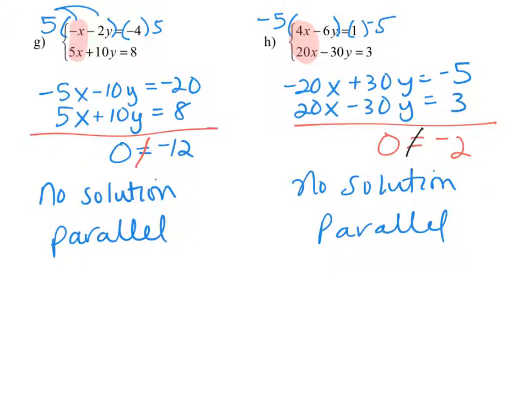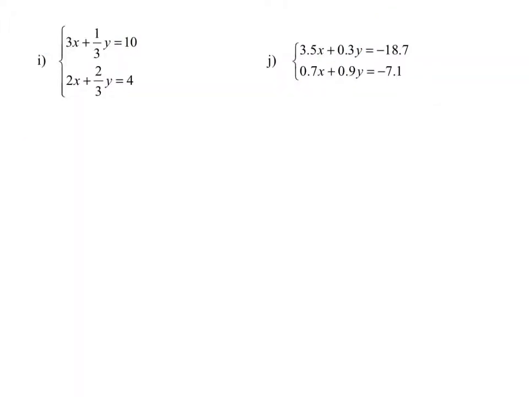Now be careful here if you're using a graphing calculator to check some of these problems, that these two lines, when you graph them in H, they are so close together that they look like they're the same line, but their y-intercepts are just slightly off. So be cautious if you're using a graphing calculator to check any of these.